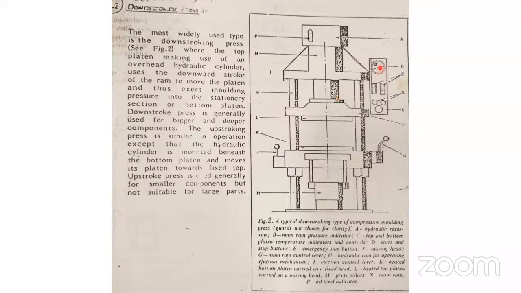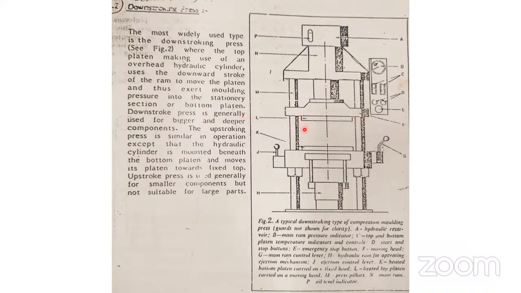See here, the pressure indicators, the buttons to take up and take down, and this is the emergency button. Many things are there. If you see here, ejector pins are there, you can eject the article, and this is a cylinder. This is the bottom pattern and this is the upper pattern, the movable pattern. This is the stationary pattern, and this is the movable pattern.